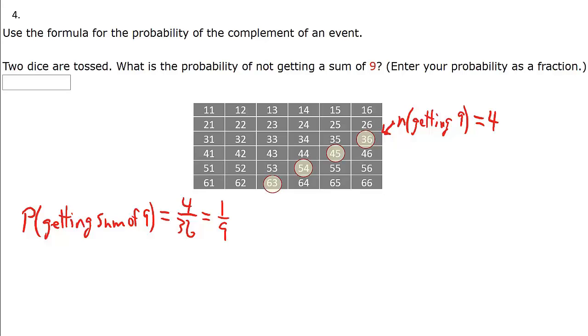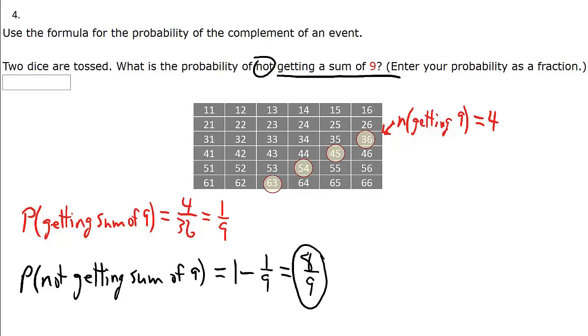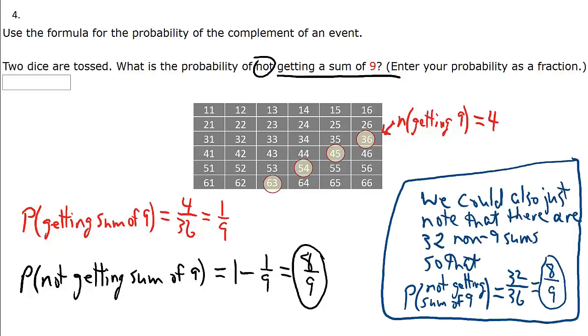But keep in mind, they ask you what the probability of not getting a sum of 9. So the complement rule, which is what they ask you to use, says the probability of not getting 9 is 1 minus the probability of getting 9. If the probability of getting that sum of 9 is 1/9, then the probability that you don't get that sum would be 1 minus 1/9, which is 8/9. I would say keep in mind, even though they told you to do it by the complement rule, you'll still get the right answer if you just count directly.